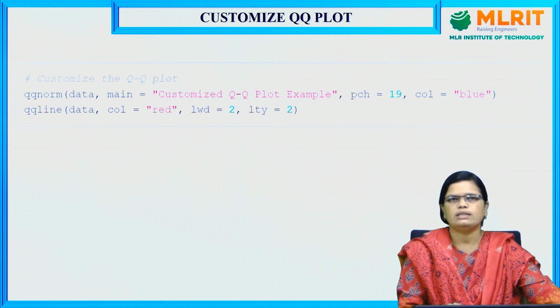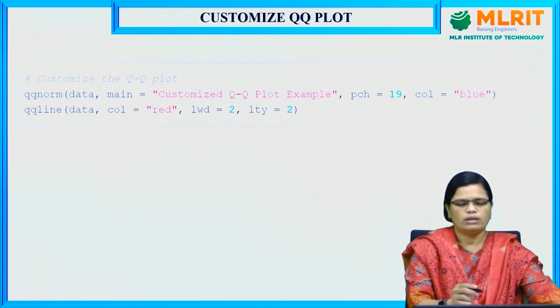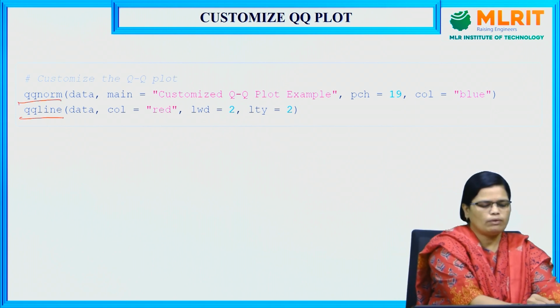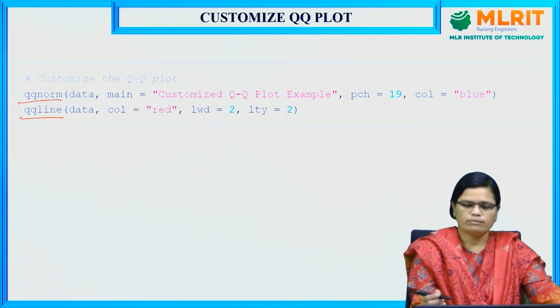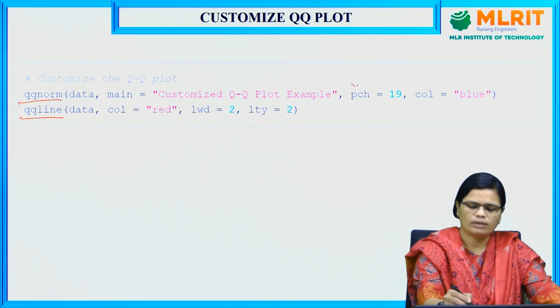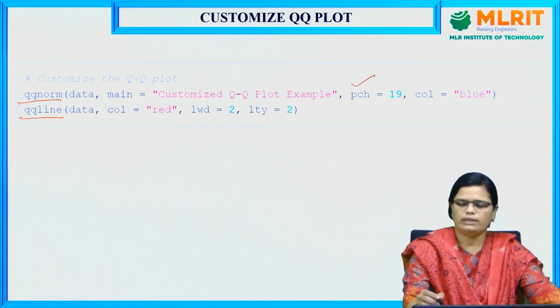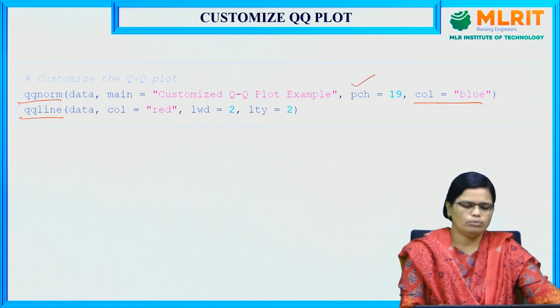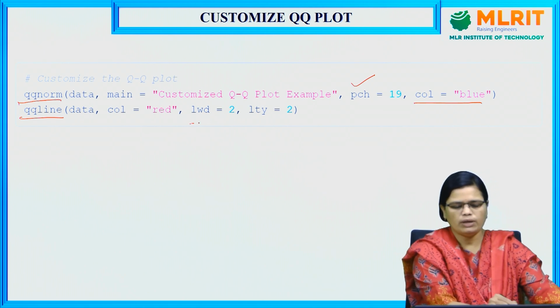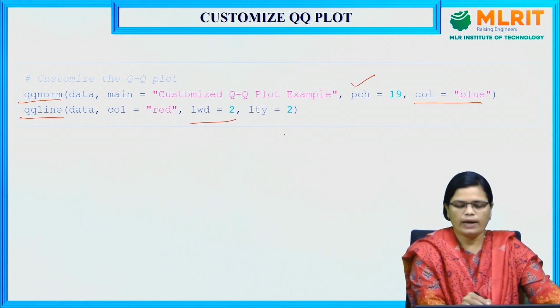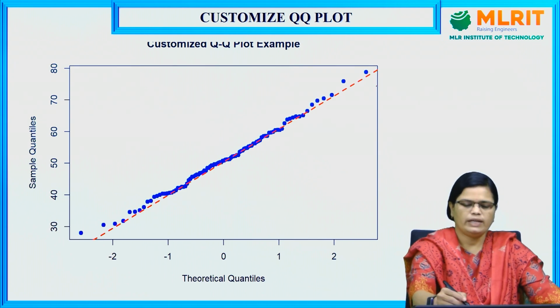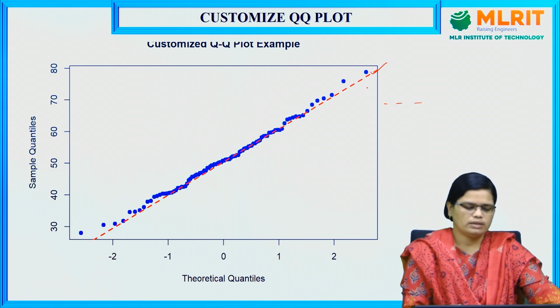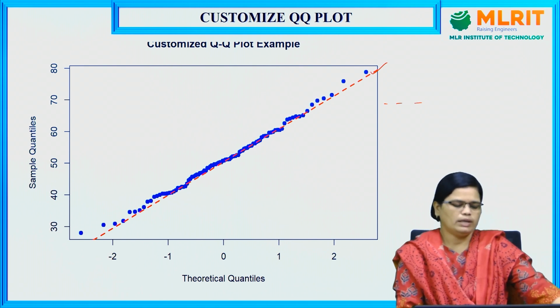So, customizing a QQ plot. We have the two inbuilt functions, QQ norm and QQ line. For QQ norm, you are taking the pch value equal to 90 and assigning a color equal to blue. And for the QQ line, you are taking the line width as 2, and the line type is 2 here. Because the line type is 2, you will be getting a dashed line like this, and the color applied is red. And for the QQ norm, we have taken the blue color.